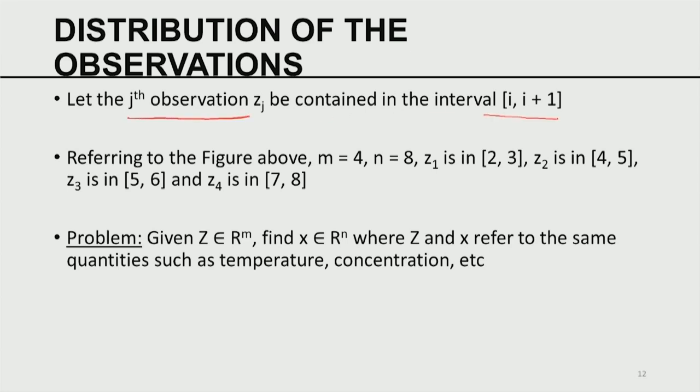contained in the ith interval. The ith grid interval is the space from I to I plus 1. So Zj is in the interval I. So what does it mean? If this is I, if this is I plus 1, this is Zj. So let the jth observation be contained in the ith subinterval. Referring to the figure in the previous page, I had 4 observations, I have 8 unknowns. Z1 is in the interval 2, 3, Z2 in the interval 4, 5, Z3 in the interval 5, 6, and Z4 in the interval 7, 8. So given 4 observations, I would like to find 8 unknowns. The unknown refers again to temperature, concentration, pressure, and so on, some scalar field.